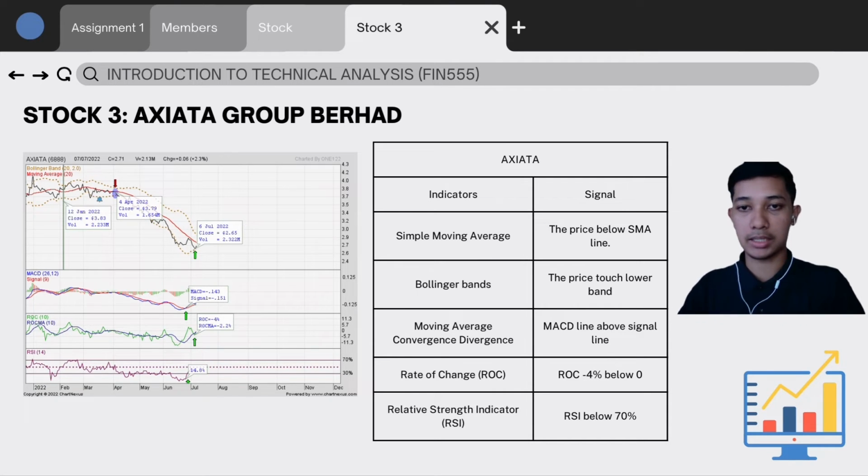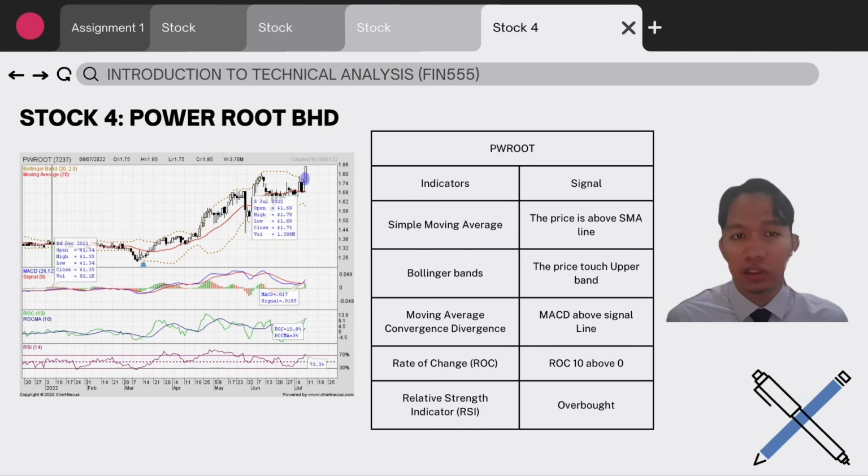For the recommendation, we are suggesting not to buy this stock at the current price, even though 3 of the indicators show a buy signal, because the price is in a strong downtrend as the price is below the SMA line and not showing any sign of trend reversal.